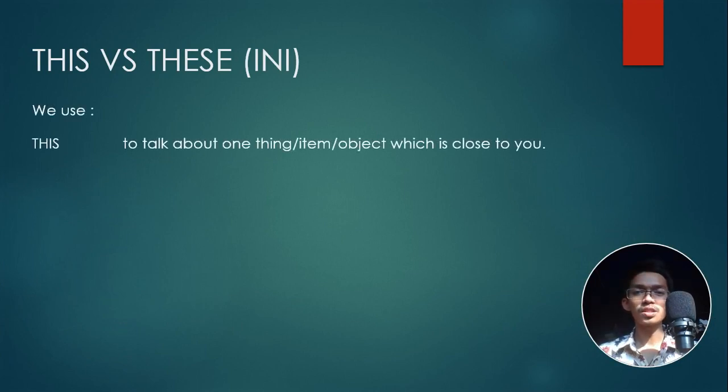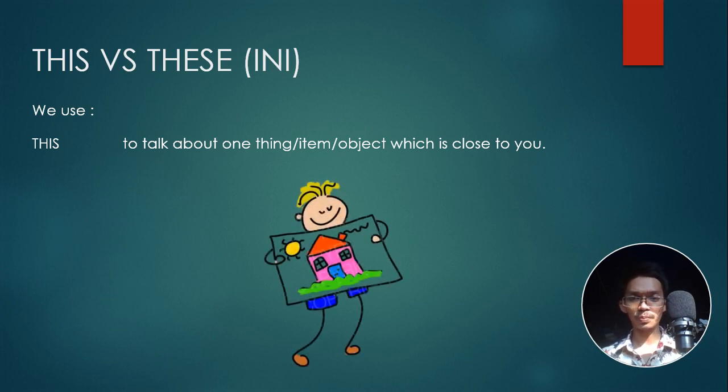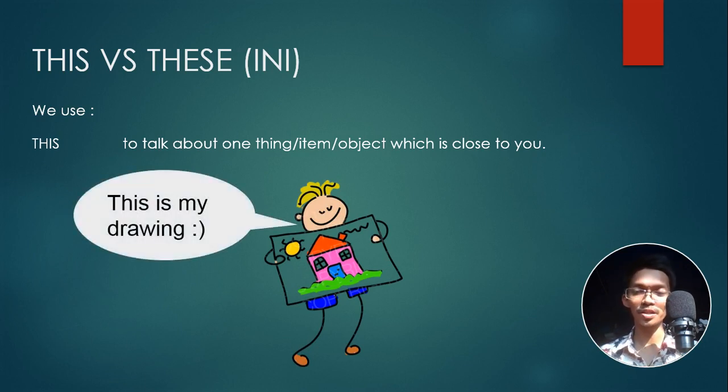We use this when we talk about one thing, item, or object which is close to you, just like the example that I've given to you today. Pencil. This is my pencil. Because it's close to me, that's why I use this. Another example, there is a boy, he holds a drawing and he says, "This is my drawing." Because the drawing is close to him, and it's only one.